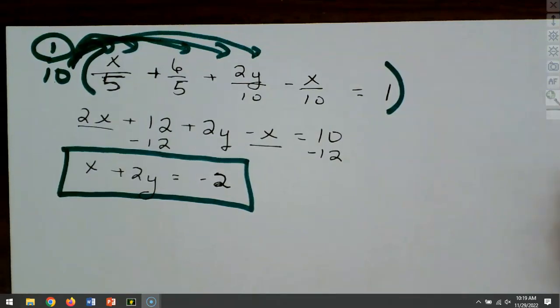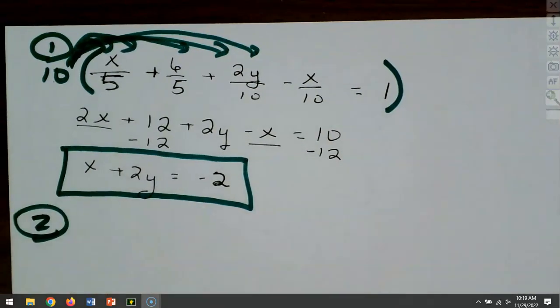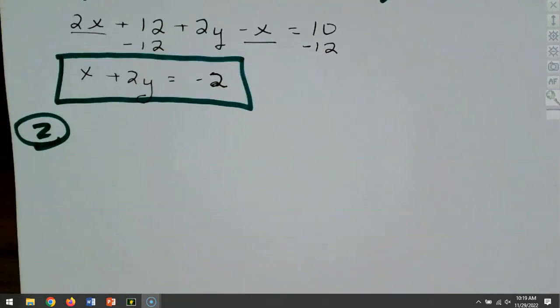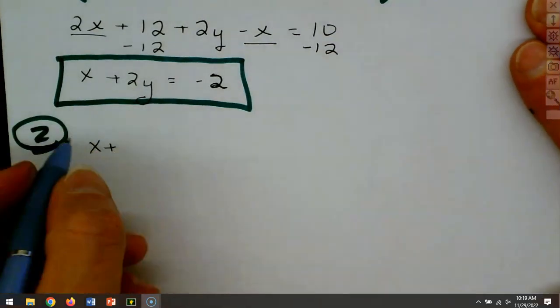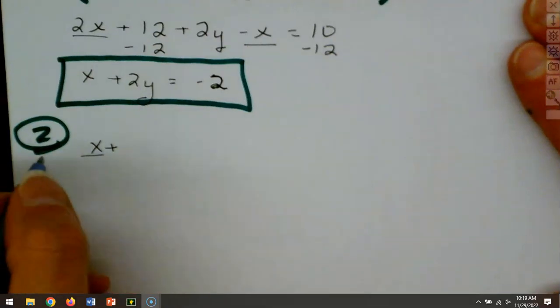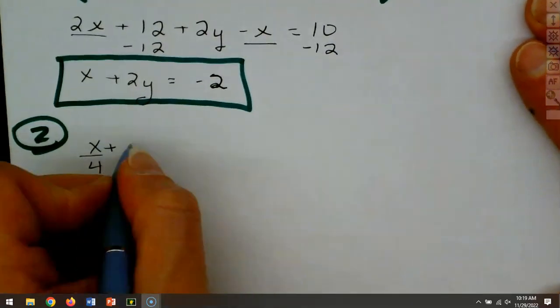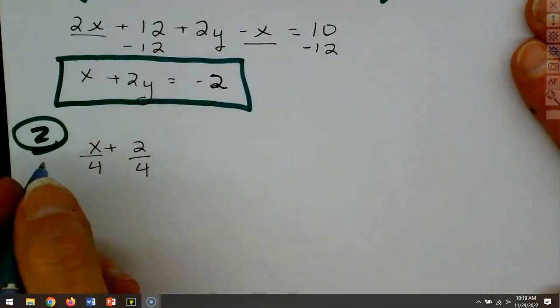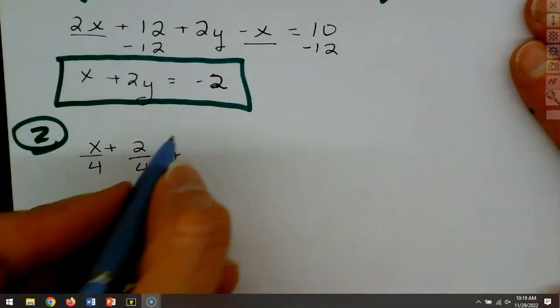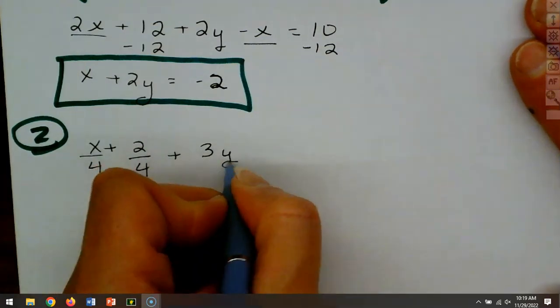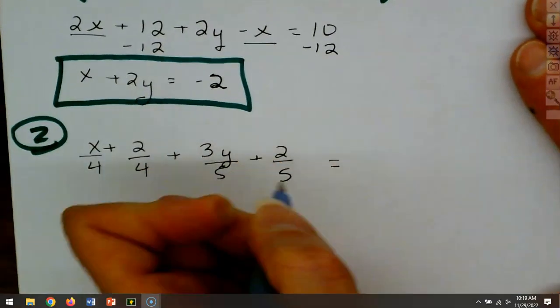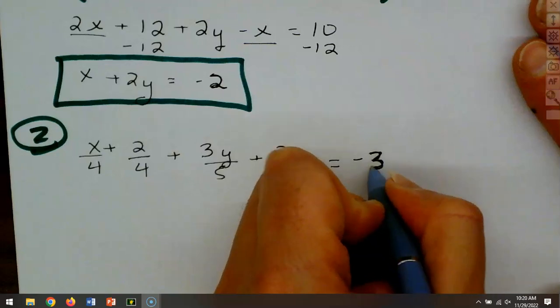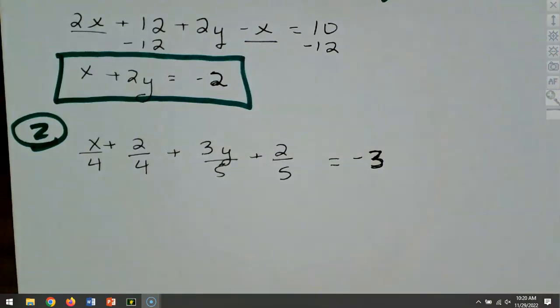Now we're going to take the second equation, and we're going to work with it. So our second equation, split it up. Do the same process. The second equation is x plus 2 over 4. So we're going to write that as x plus 2 over 4. You could reduce that down to a half, but it doesn't matter. We're going to have to get rid of it anyways. So we've got 3y over 5 and 2 over 5. And that equals now our minus 3. So that is what we have there.